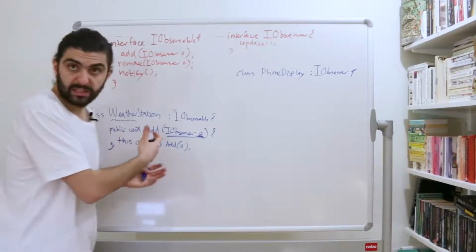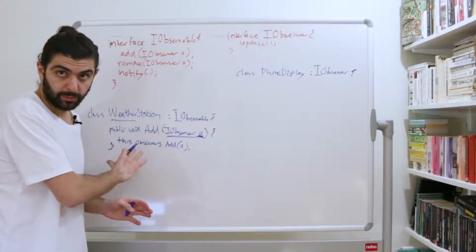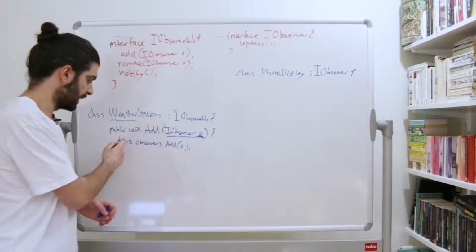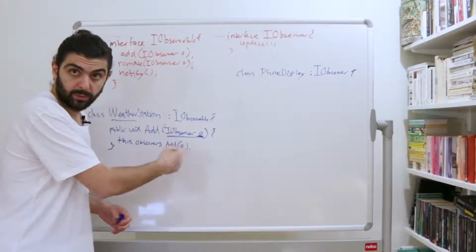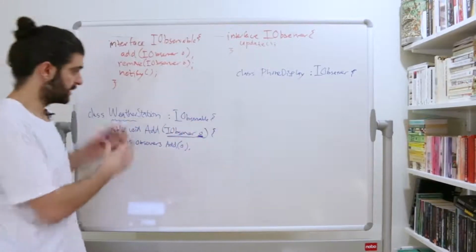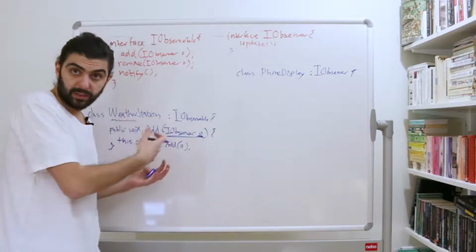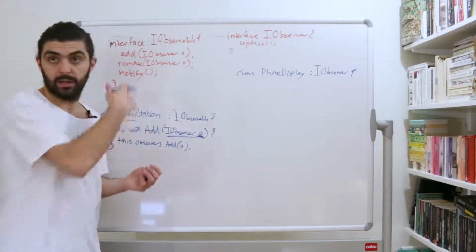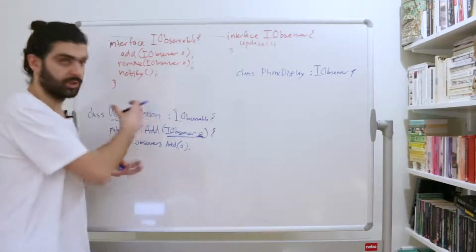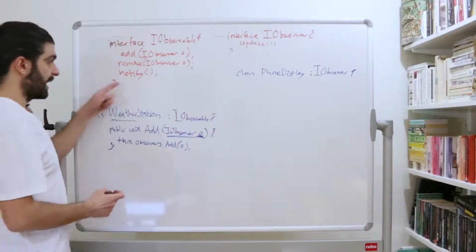Then remove is essentially the inverse of this, so I won't write it out. Remove essentially just says this dot observers dot remove this particular observer that I was passed in. So the weather station is a collection of observers. You can pass in observers that you add to the list, and then you can call remove to remove observers from the list, or rather more generally the collection. But more interestingly, we have the notify method.